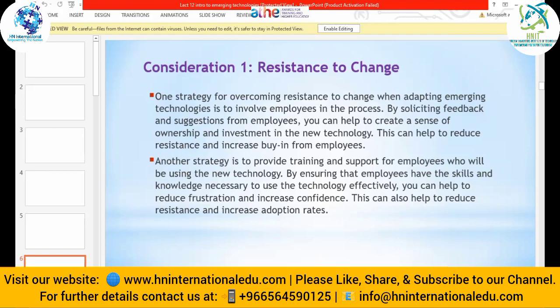Another strategy is to provide training and support for employees who will be using the new technology. By ensuring that employees have the skills and knowledge necessary to use the technology effectively, you can help reduce frustration and increase confidence. This can also help reduce resistance and increase adoption rates.